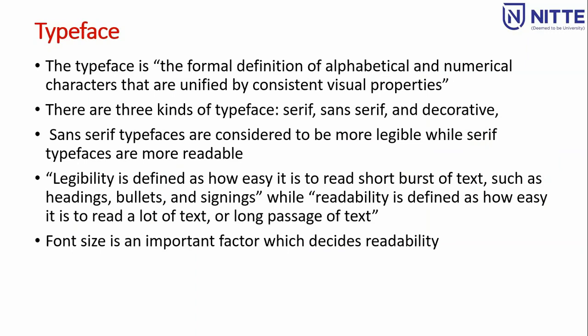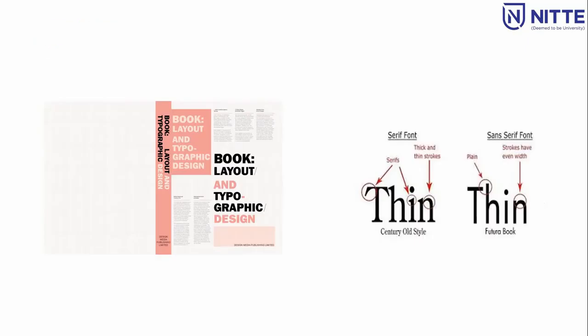Next is typeface. A typeface is a formal definition of alphabetical and numerical characters that are unified by consistent visual properties. There are 3 types of typefaces: serif, sans serif, and decorative. Sans serif typefaces are considered to be more legible, while serif typefaces are more readable. Legibility is defined as how easy it is to read short bursts of text such as headings, bullets, and signs, while readability is defined as how easy it is to read a lot of text, long or short. So if you see, most of the headlines and bullets use sans serif, whereas text uses serif. Font size is an important factor which decides readability.